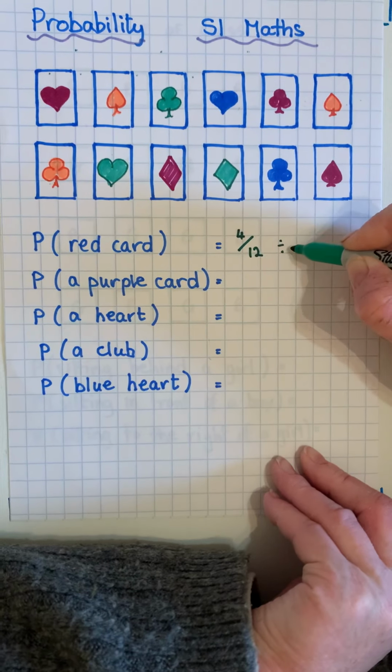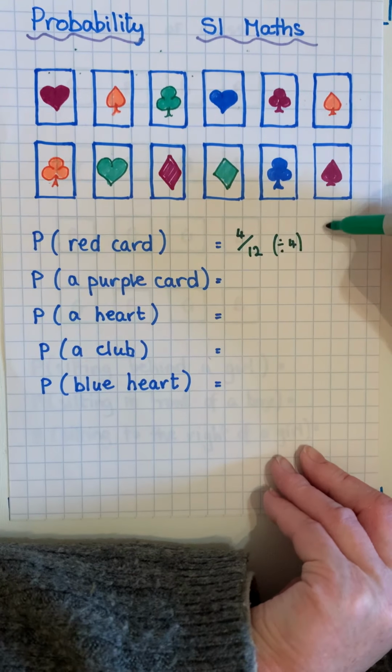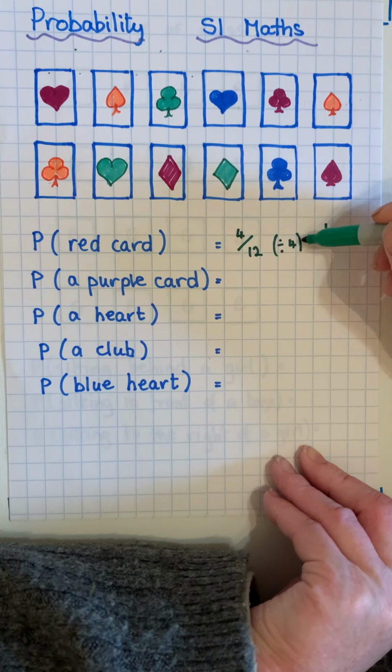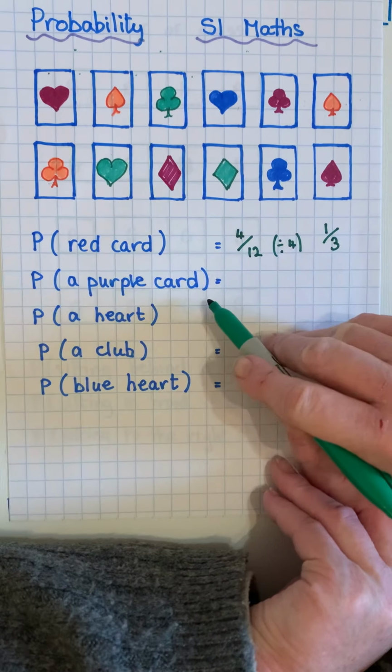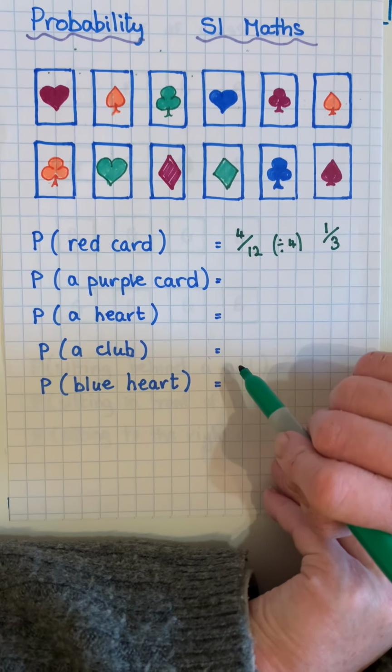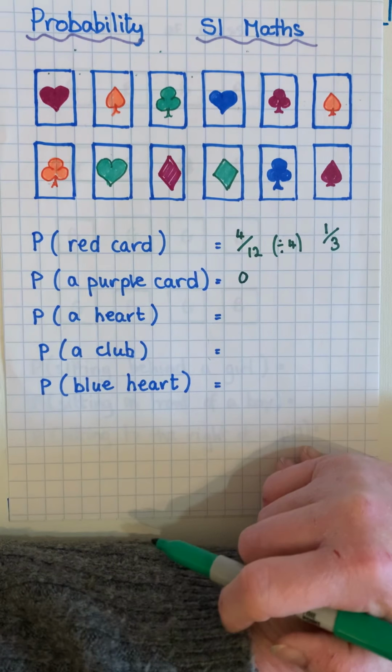4 and 12 have a common factor, 4. 4 divided by 4 is 1. 12 divided by 4 is 3. What is the probability I will choose a purple card? Well, there are no purple cards, so the probability is 0.